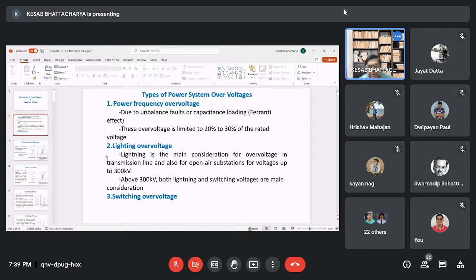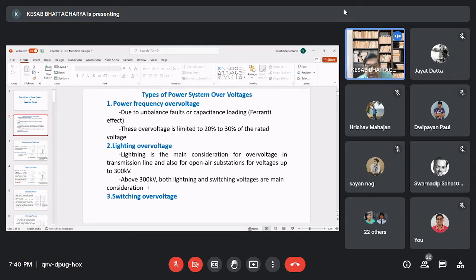On the contrary, when we talk about lightning overvoltage, first of all, lightning is a natural phenomenon. This has nothing to do with your system. It is not due to any fault developed in your system or mal-operation of the system. It's a natural phenomenon. But lightning is the main consideration for selecting the insulation of any substation or transmission line equipment up to a voltage level of 300 kV.